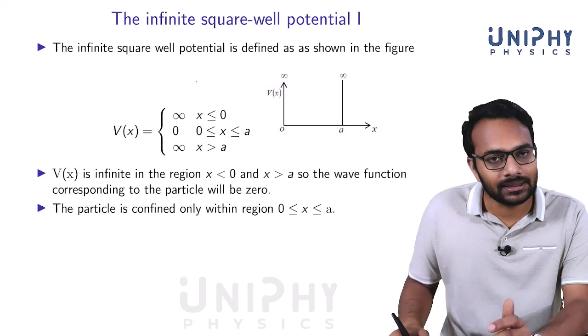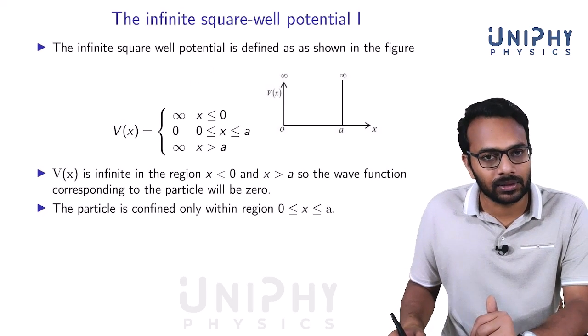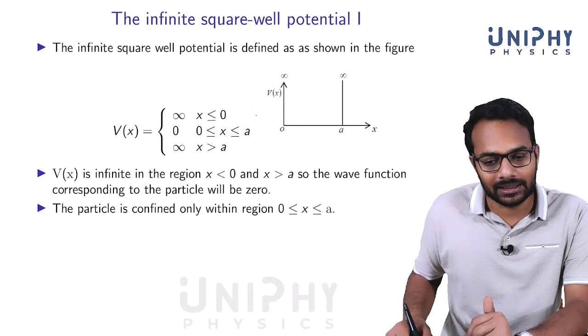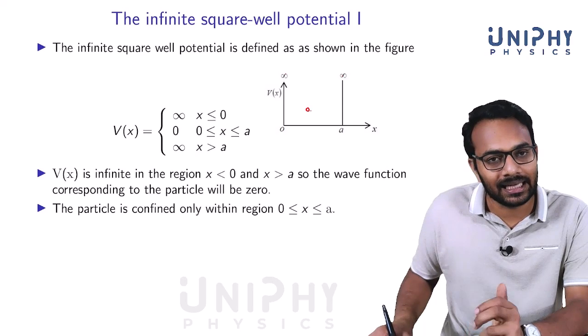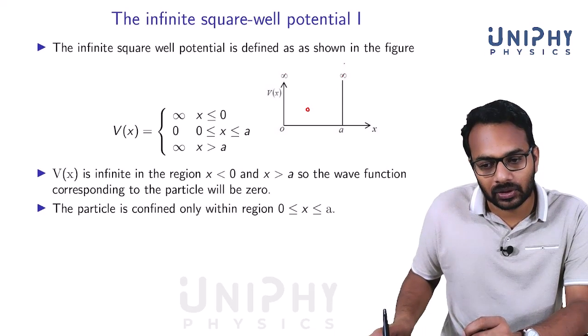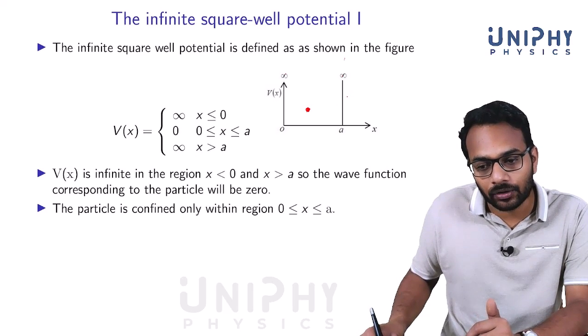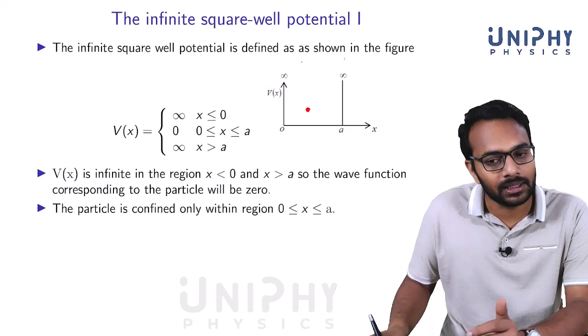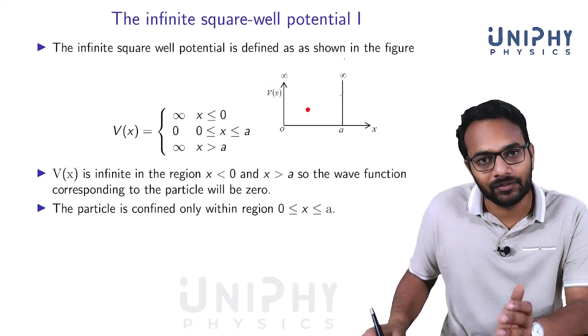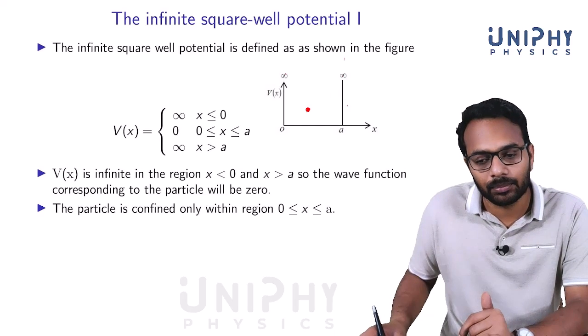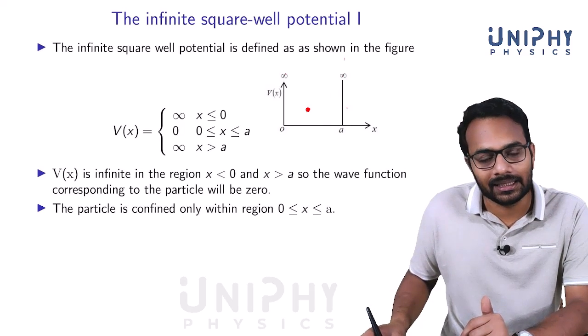We'll go into the next example, the infinite square well potential. In this case, the potential is infinite outside and 0 inside, which means that a particle inside is trapped. Since the potential is infinite outside, it cannot escape. This is also called a particle in a box. The probability of finding the electron outside of this box is 0, because it cannot penetrate an infinite potential.